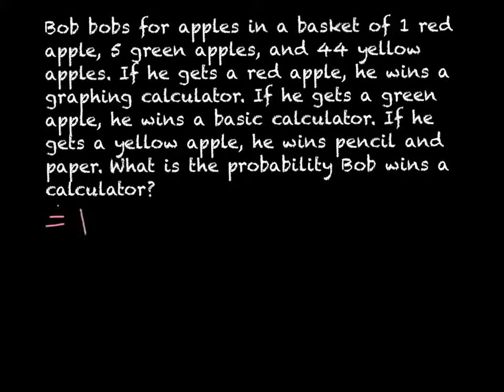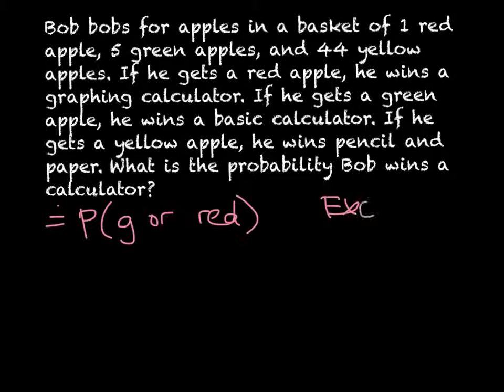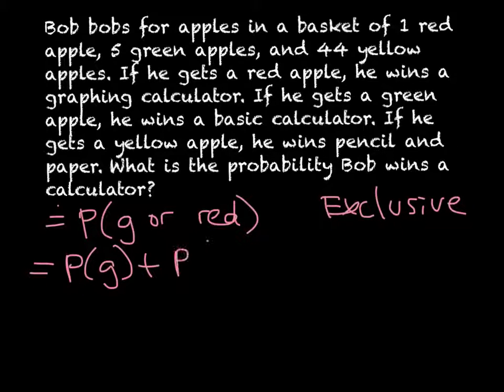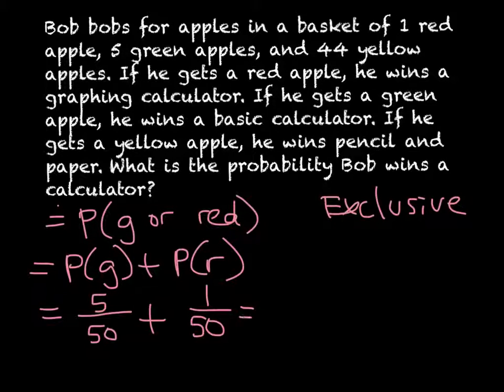So this is just equal to the probability, green or red. Now these events are mutually exclusive because you can't get an apple that is both red and green. So we can just add up their separate probabilities. The probability that an apple is green is 5 out of the total number of apples, 50, and for red it's 1 out of 50. So we end up with a total probability of 6 out of 50, or a 3 out of 25 chance that Bob wins a calculator.